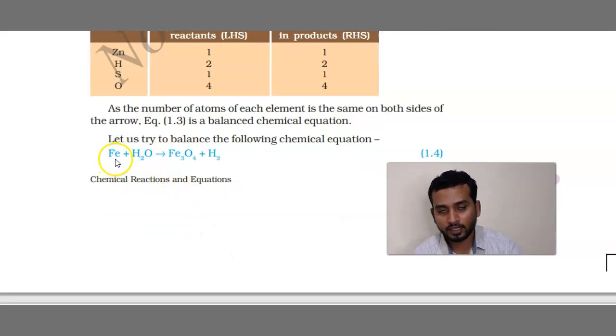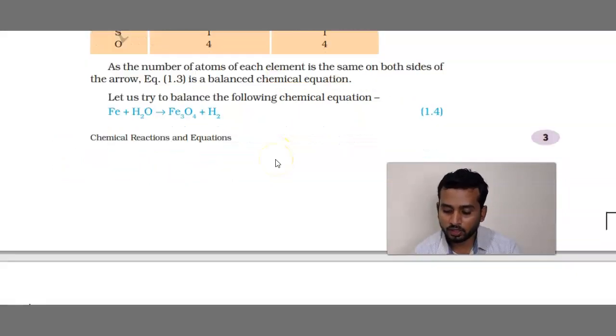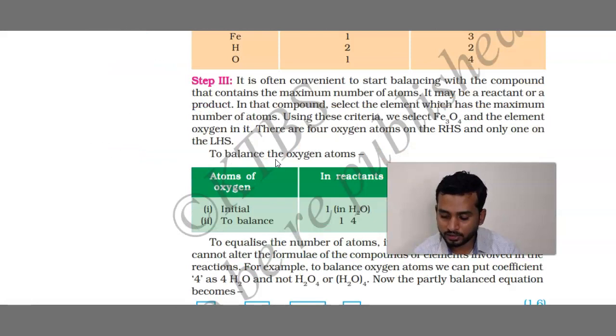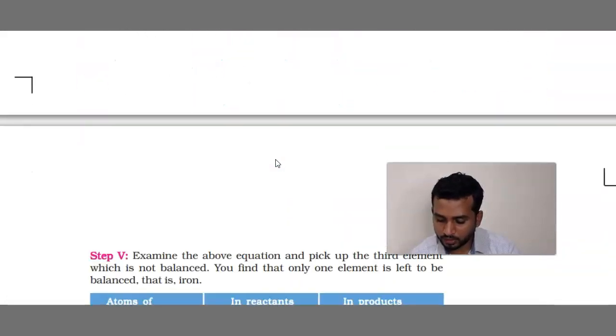Done? And even this reaction is important. What happens when iron reacts with water? It gives ferric oxide, and hydrogen gas is liberated. You have to balance this chemical reaction. Even this is important. Okay, you can balance it. After balancing, next we can come here.